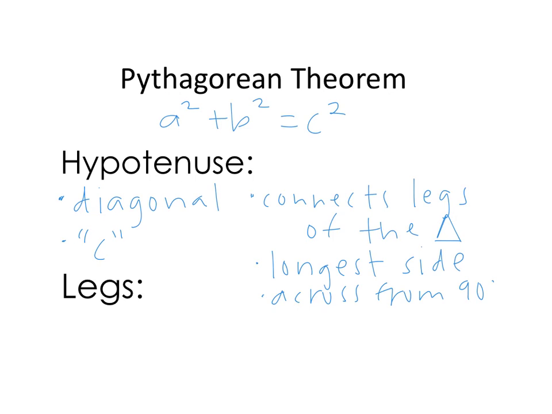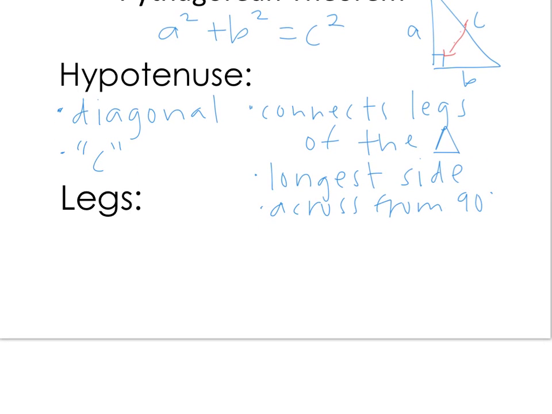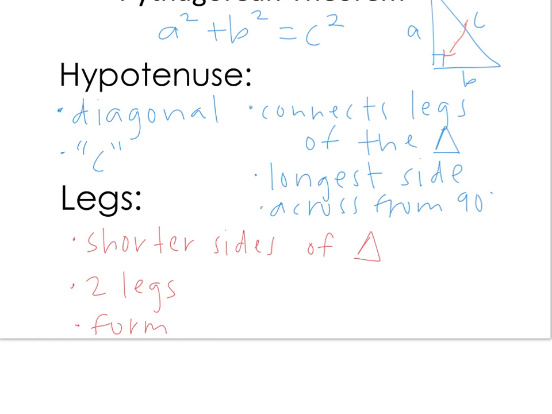So if I'm given my right triangle here, A and B are the legs, and C is the diagonal or the hypotenuse, and that again is across from the 90-degree angle. So I can draw that arrow right there. And if we talk about the legs of a triangle, they are the shorter sides of the triangle. There are two legs in a right triangle, and the two legs come together to form a right angle.